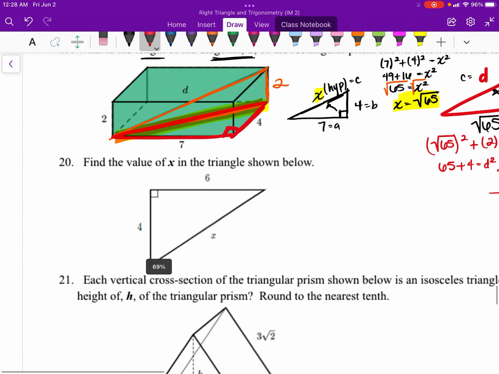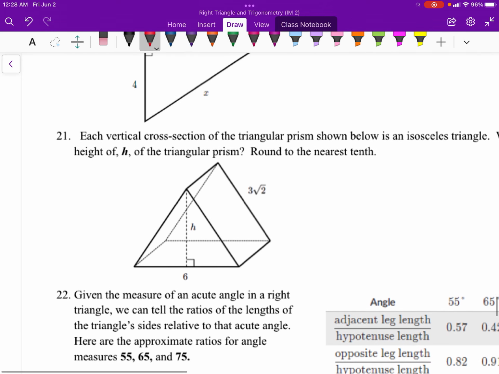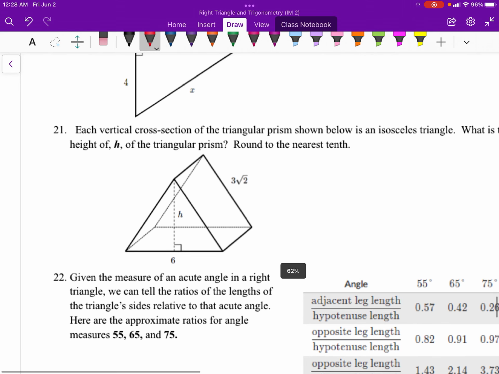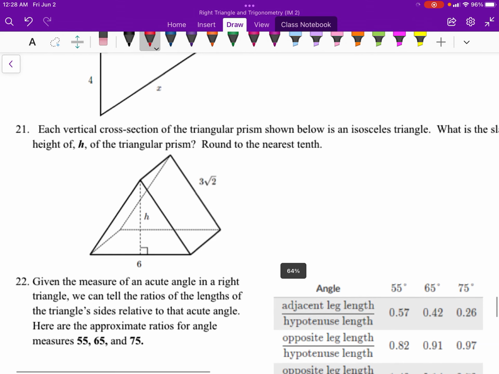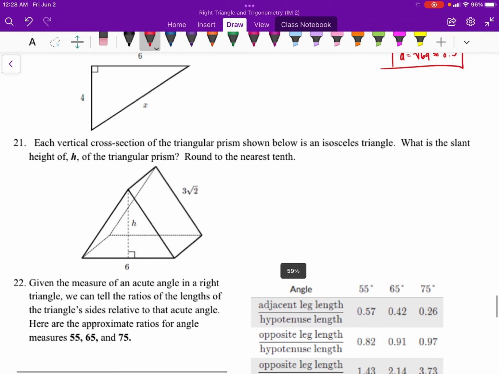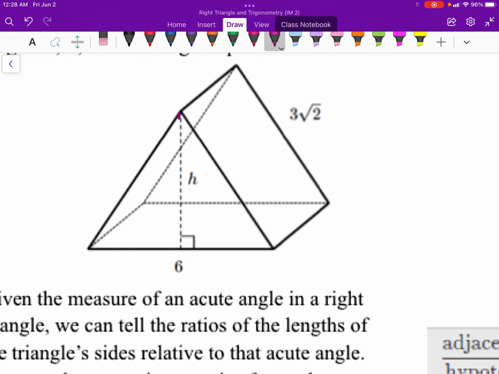All right. Moving on to the next one, guys. Number 20 is actually using the basic Pythagorean theorem. I'm actually going to go ahead and skip this one. Now let's take a look at this one here. This one says we have another cross section showing an isosceles triangle. It's a triangular prism. What is the slanted height of H? So in this case, we're looking to find this here.